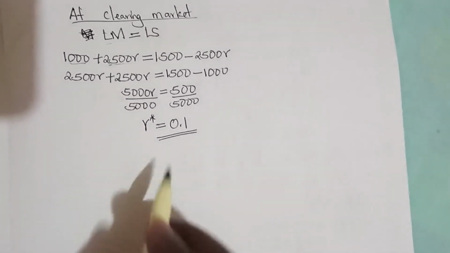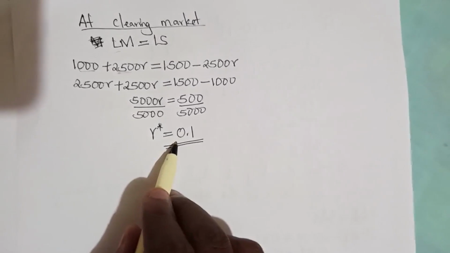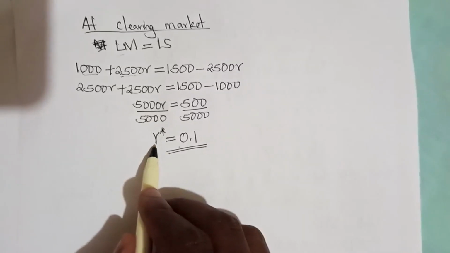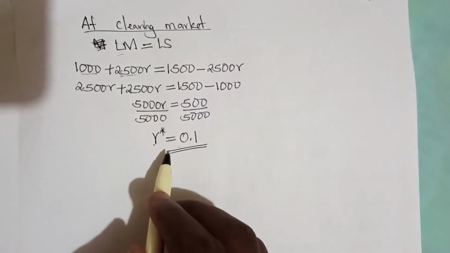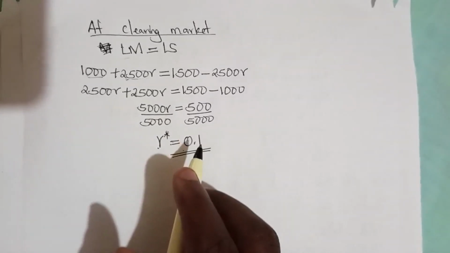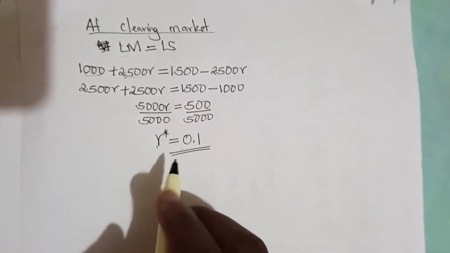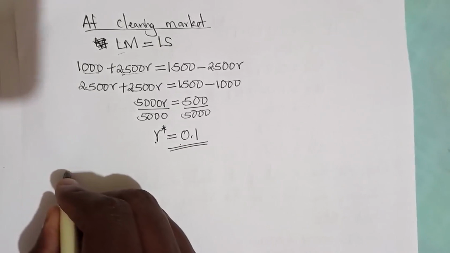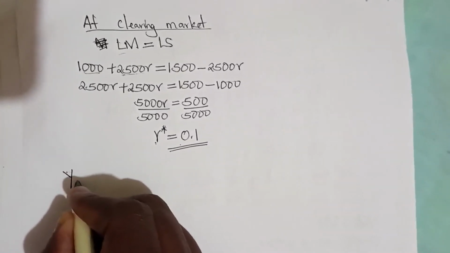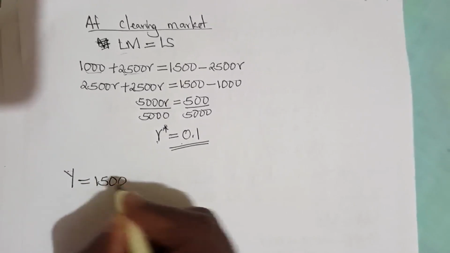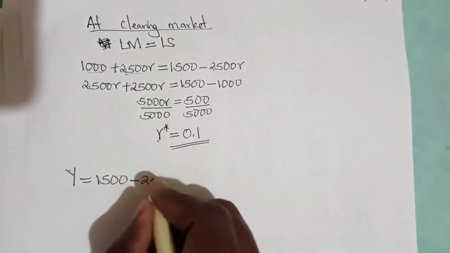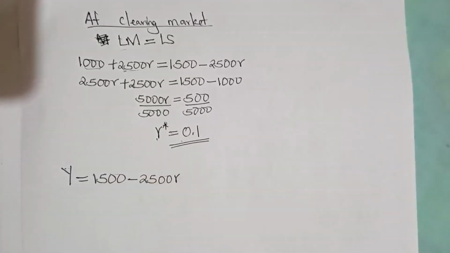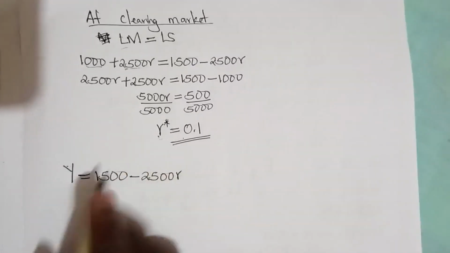Now the next thing, because we already have R, let's take one of the IS or LM equation and substitute this R so that we can get the value of Y. You can take either the IS equation or LM equation and substitute here, you will get the same result. For my case, I'm going to take the IS equation, which we had gotten as Y equals to 1500 minus 2500 R. Now you're going to substitute this value of R so that we can get Y.